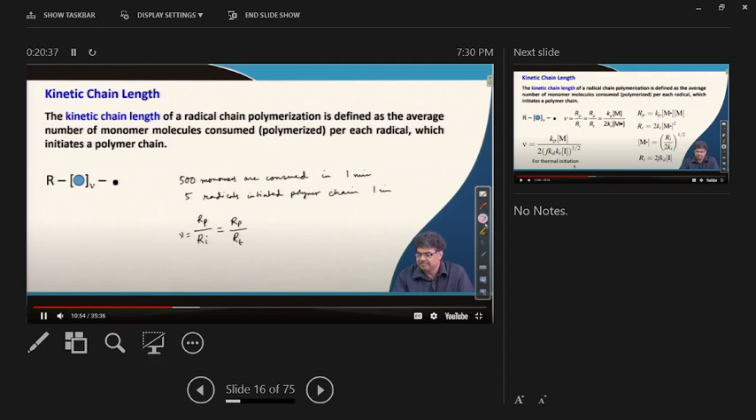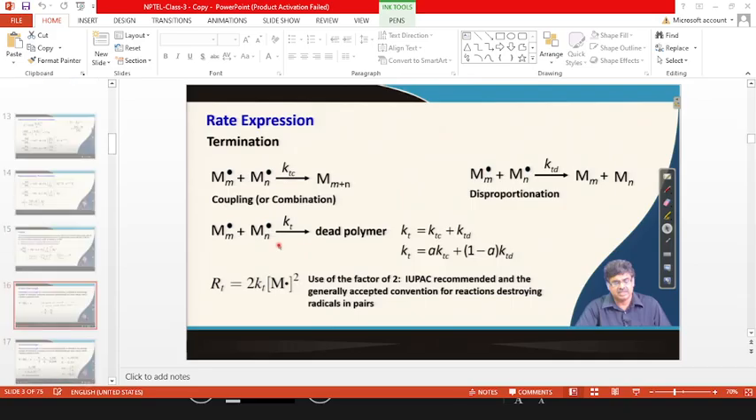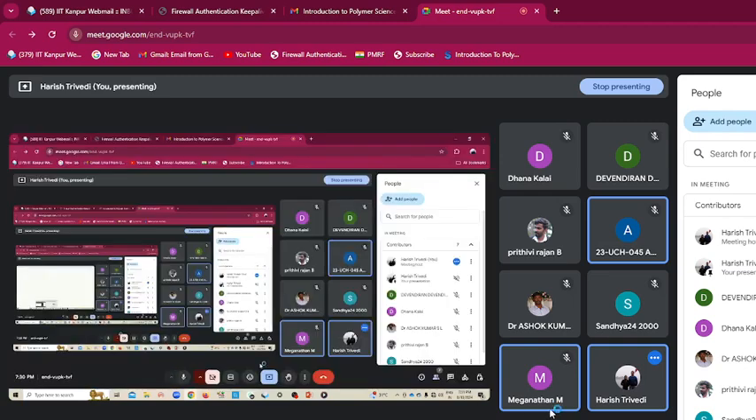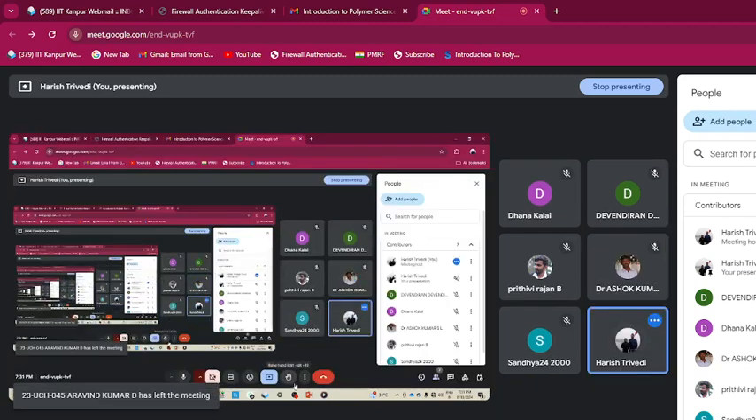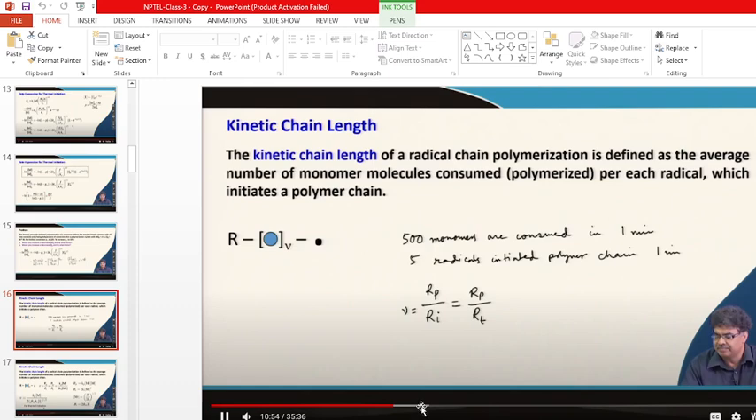Okay, then the next topic is kinetic chain length. Here we are going to discuss kinetic chain length. Suppose I give you a simple example, from which you can explain kinetic chain length very easily.